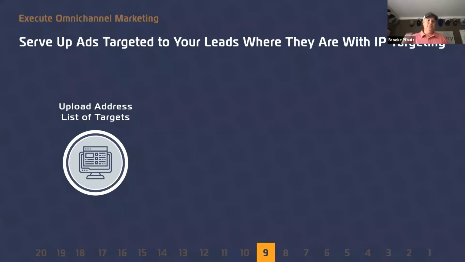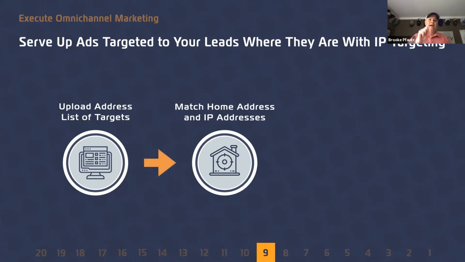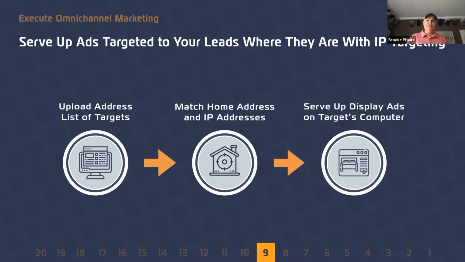So how do you do it? Step one, again, this is very similar to list-based retargeting. Upload the addresses of the targets you're going after into the IP targeting software. The software will then match the home address with an IP address. It doesn't get a 100% match, but it gets roughly a 60% match rate. It will then serve up those display ads directly on your target's computers. This again is a game changer. If the CIA were to get into marketing, this is literally how they would do it. So between this and list-based retargeting, for the first time ever, we're able to serve up digital ads directly on our target's computers without having them come to our website and cookie them, right? This is a big deal.